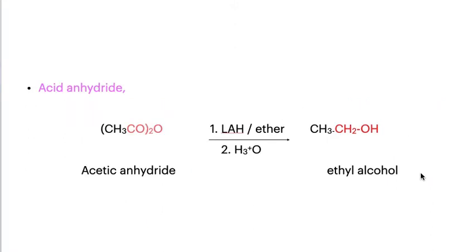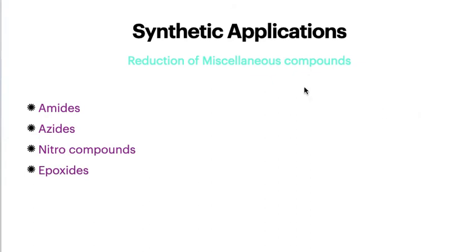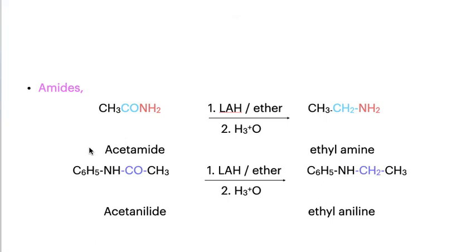Acid anhydride: acetic anhydride, (CH3CO)2O. On reduction, there is the formation of ethyl alcohol, CH3CH2OH. Then lithium aluminum hydride is used for reduction of miscellaneous compounds, that is amides, azides, nitro compounds and epoxides. Let us see the amides.